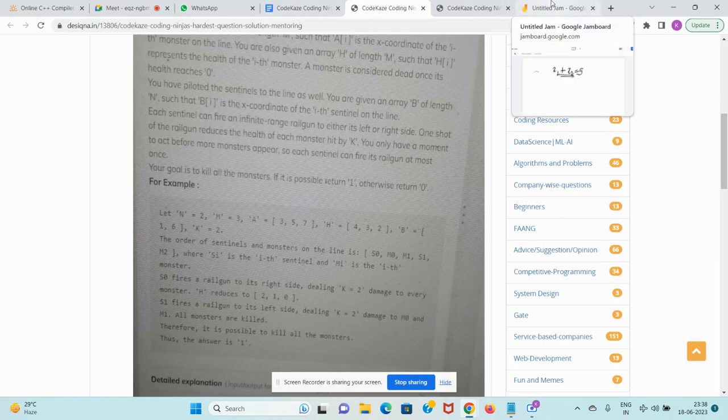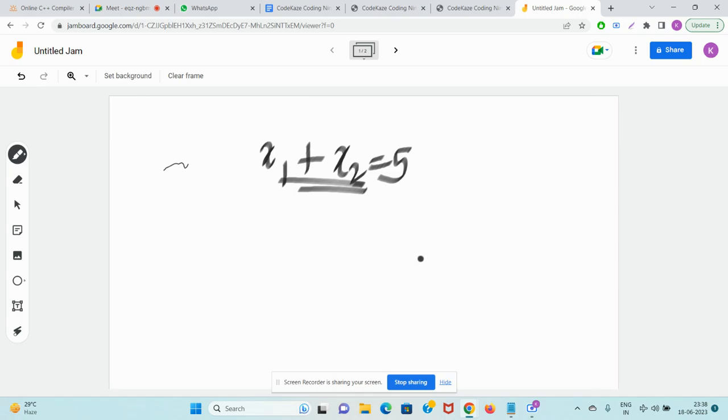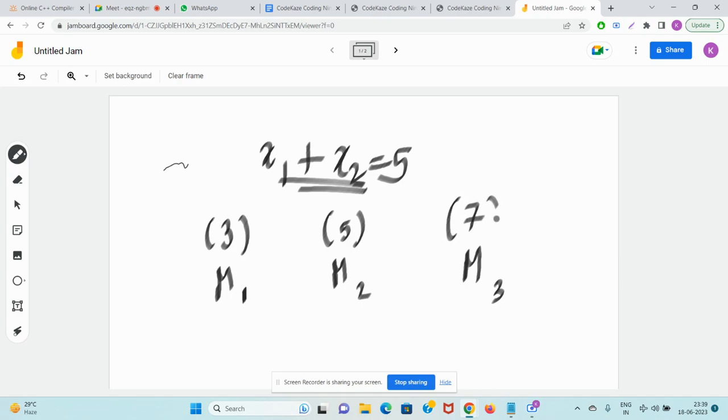Okay, guys? So, let's say you are given some soldiers and you are given some monsters. In a particular test case, let's say you are given m monsters: m1, m2, m3. What is the position of that monster? This is at the coordinate 3, this is at the coordinate 5, this is at the coordinate 7, guys.